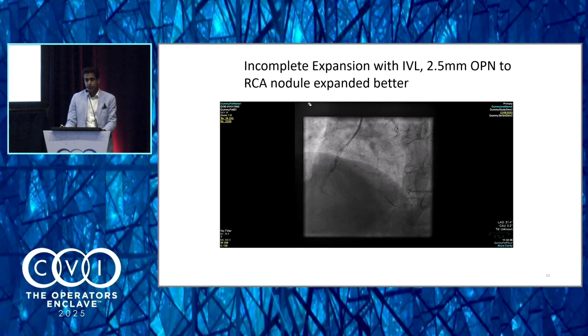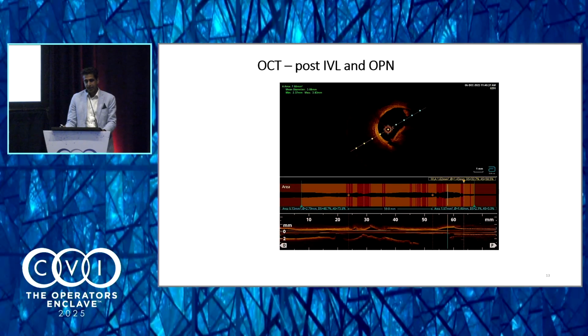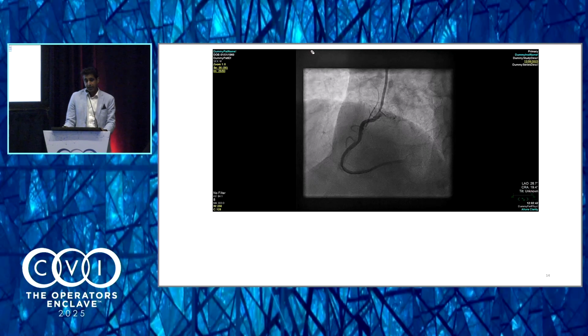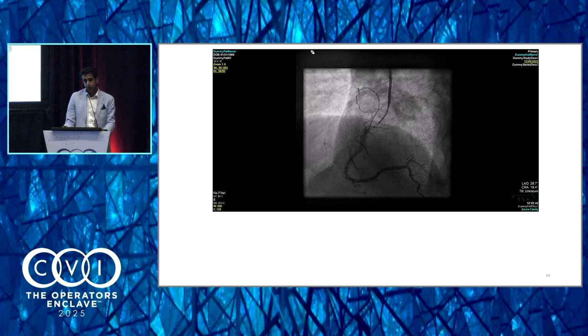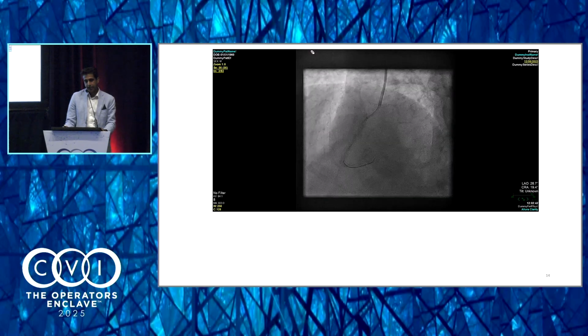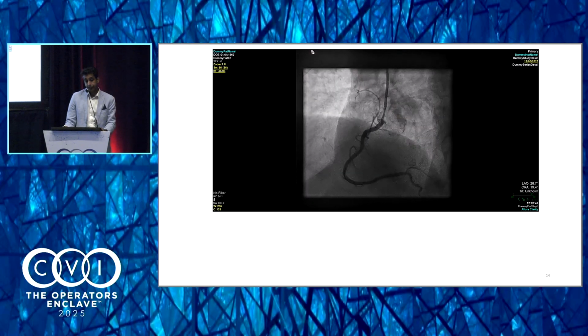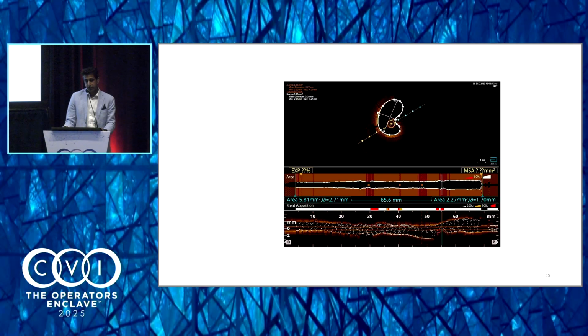We then took an undersized OPN, a 2.5 OPN. It actually looked much better. We then imaged, and you can see that the nodule is certainly pushed away with the combination of IVL and OPN. So this is the idea that maybe they can work together, that you'll have some IVL failures and you need to use OPN. And this is the final result. The area was quite good. There's still some underexpansion in that segment, but we were fairly satisfied. And this is actually the final area, which was quite good.